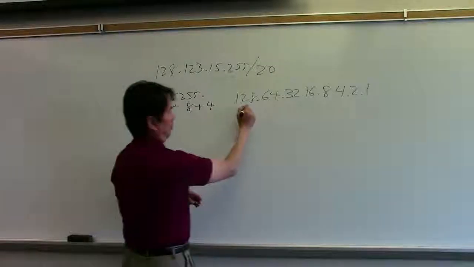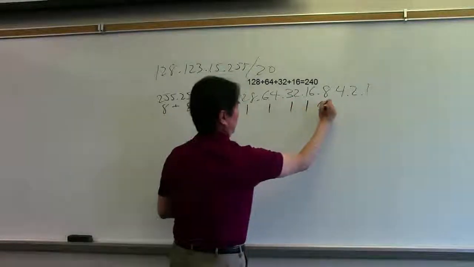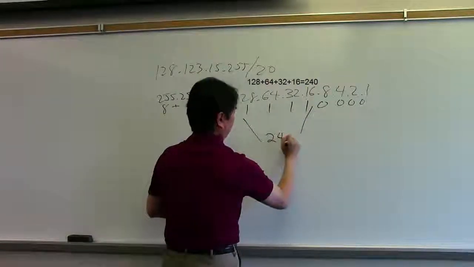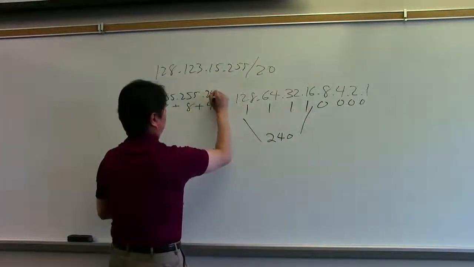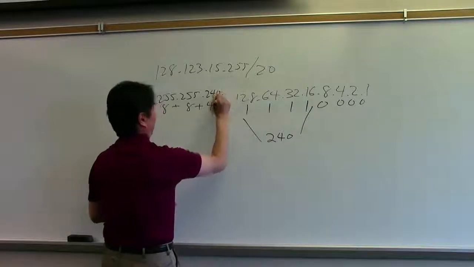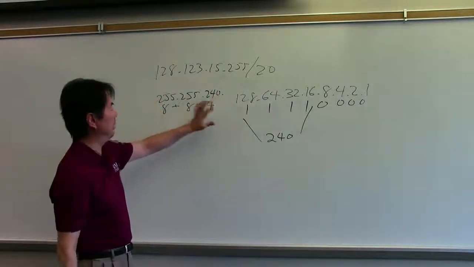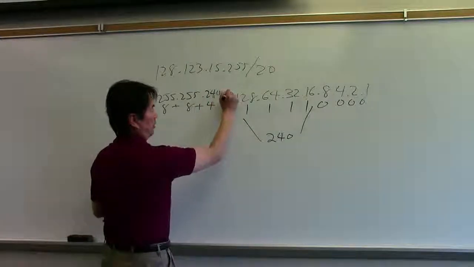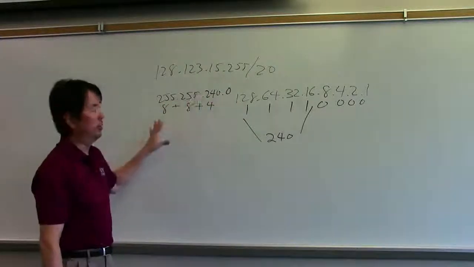And remember, come over here, go 1, 2, 3, 4. Add these together, and you get 240. And 240 here. And remember, here on your subnet mask, you have to have 4 octets. So we have one missing, so we'll replace it with a 0. That way we keep all 4 of them up there.